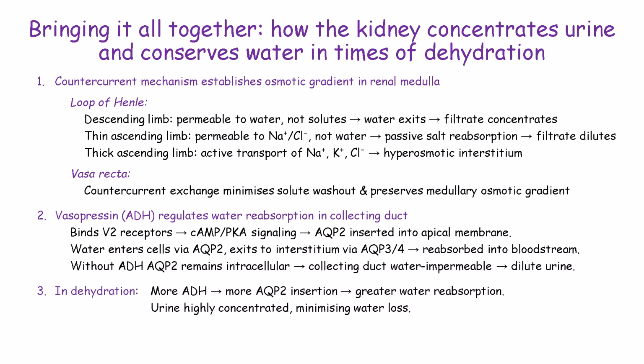Dehydration stimulates the release of vasopressin from the pituitary gland, leading to more aquaporin II insertion and greater water reabsorption. The resulting urine is highly concentrated, minimising water loss. In this way, the system integrates an osmotic gradient with hormonal control to fine-tune water balance.